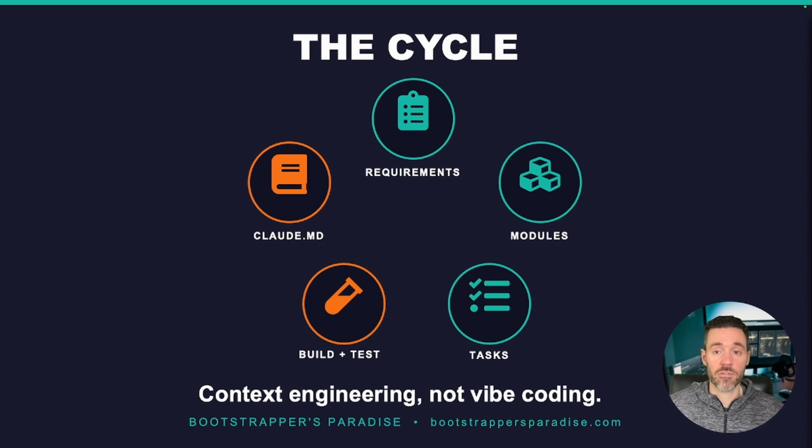Now, here's the homework for this week. Take whatever you're building or whatever you want to build and write your requirements for one feature. Break that into modules and tasks. Then feed those tasks into your AI tool one at a time so that you can test each one. I guarantee you will ship faster and with fewer bugs than anything you've built by leveraging something like vibe coding or just hope.